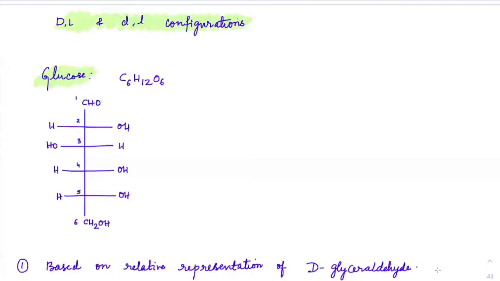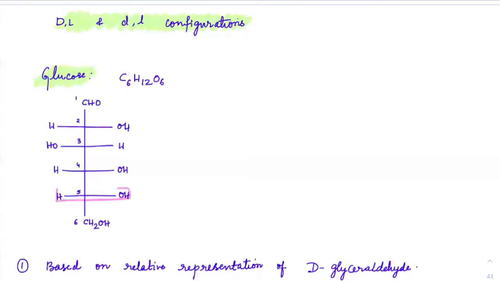When you take glucose, C6H12O6, this is the Fischer projection of glucose. 6 carbons, and on the second carbon OH will be on the right hand side, third carbon on the left hand side, fourth and fifth on the right hand side. This is how glucose would look. Now in glucose, if you check the configuration at each and every point, it would have a different configuration. And if you see this fifth carbon, right?